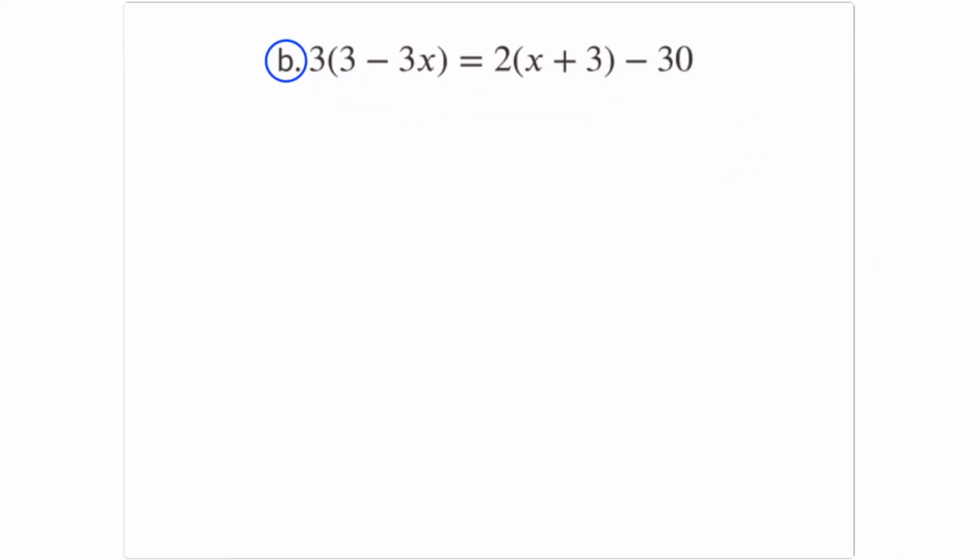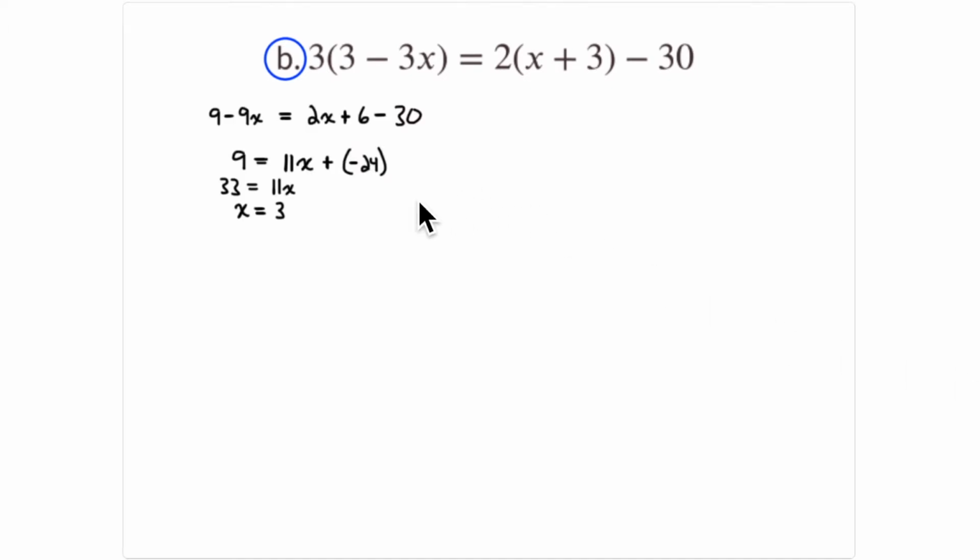Okay, for problem 2b, if you just look at this closely, can you see that this is 9, 3 times 3 is 9, minus 9x? I'm not going to go through any of the steps. I'm going to just take some shortcuts and see if you can see the answer relatively quickly. So this becomes 9 minus 9x. This is equal to 2x, there's 2x right there, plus 6. 2 times 3 is 6, 2x plus 6, and then minus that 30.